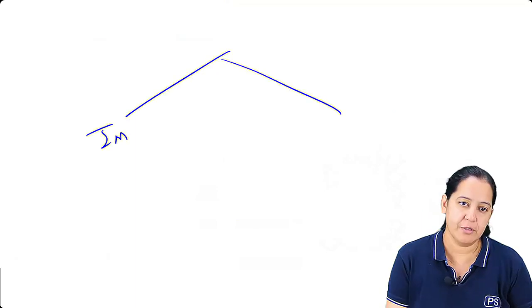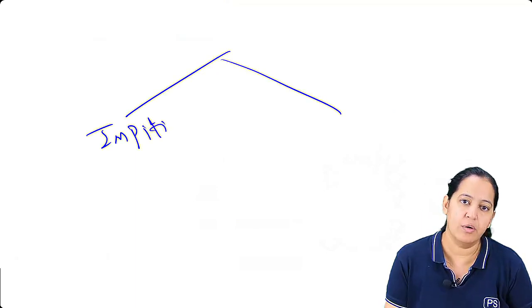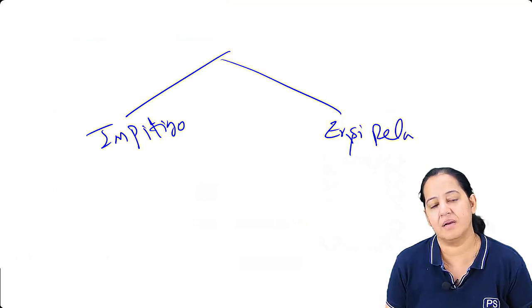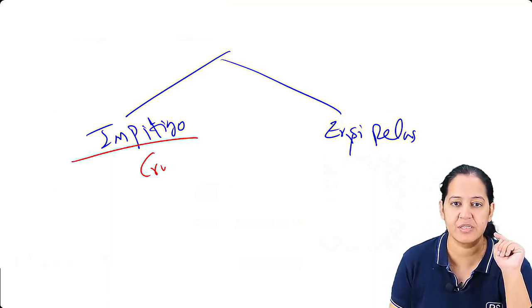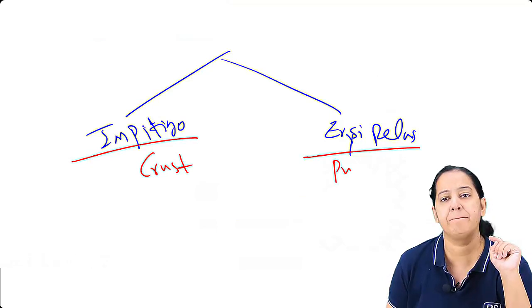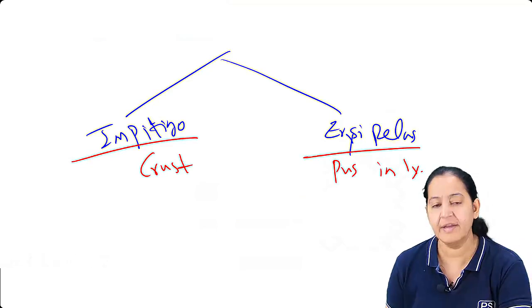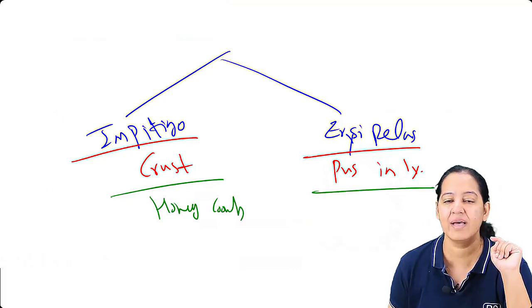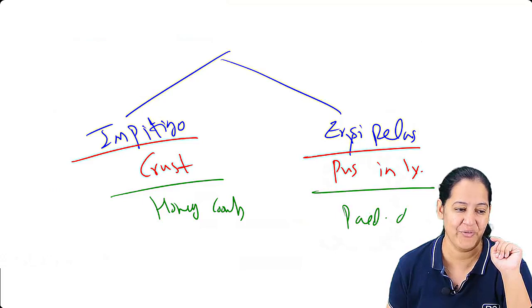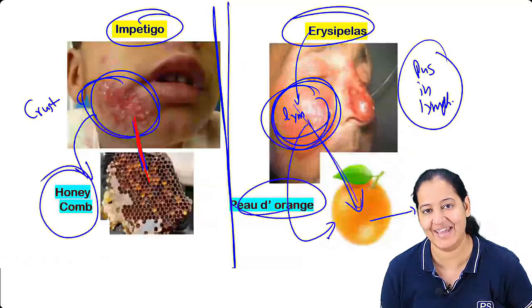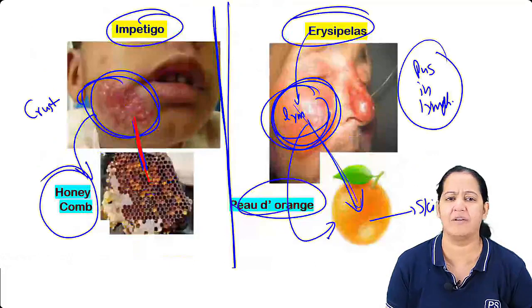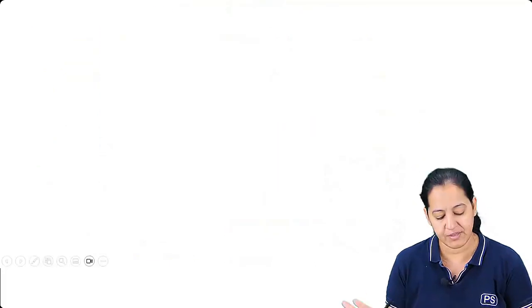So what are the two skin diseases, people? You will say, ma'am, the two skin diseases are impetigo, number one, and erysipelas. In impetigo, a crust-like lesion is formed. And here, the pus in the lymphatics is there. Here, the appearance is known as honeycombing. And here, the appearance is known as peau d'orange. Okay, say yes. So learn the two skin diseases. We are done with one respiratory and two skin. Others may be scarlet fever. We already know scarlet fever. So we are done with suppurative.